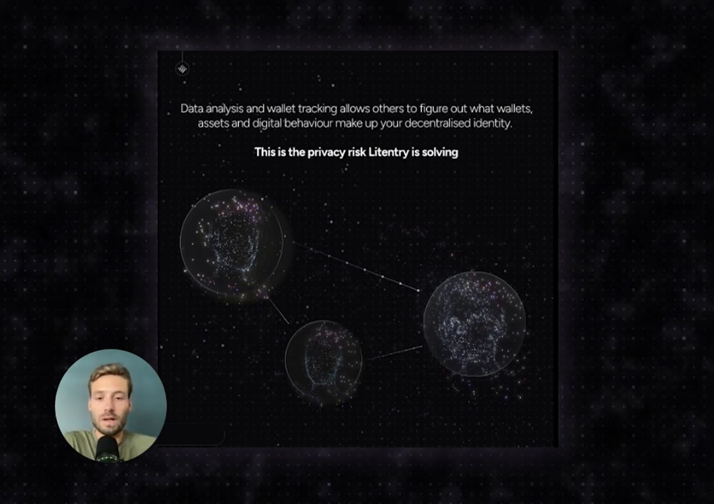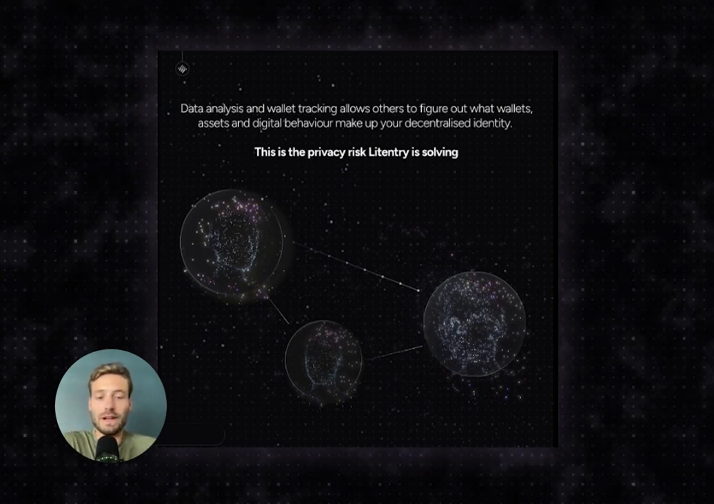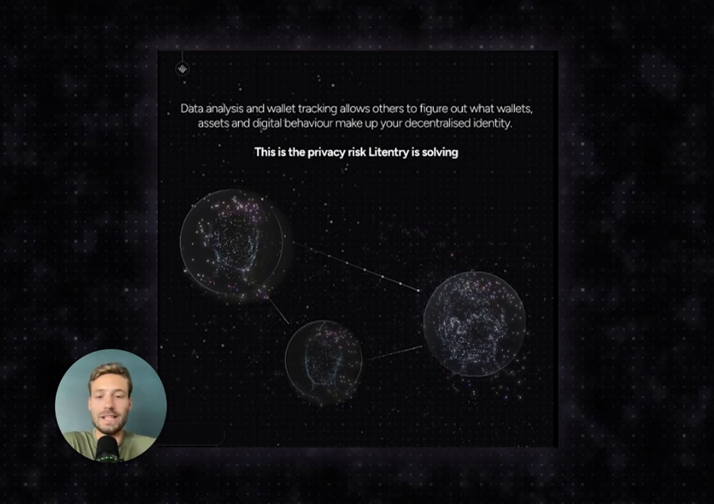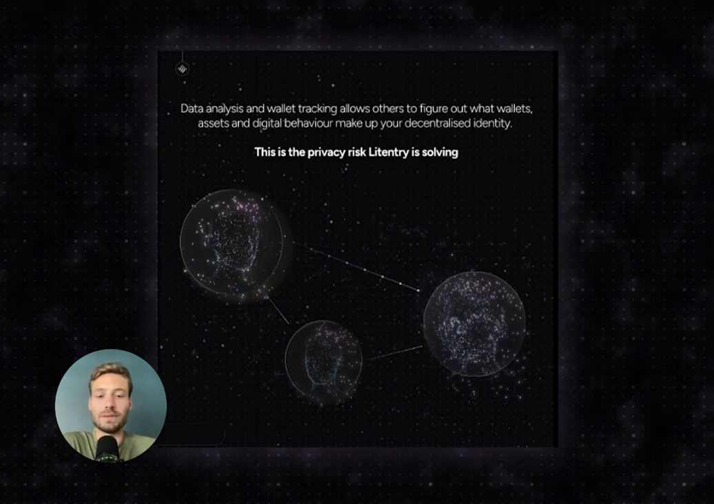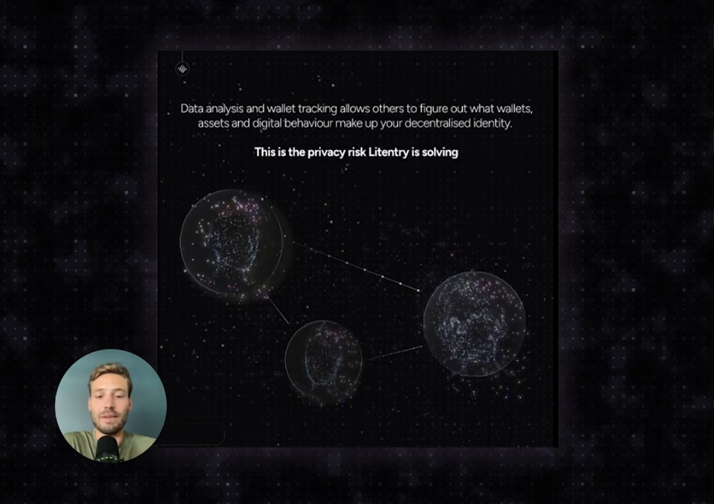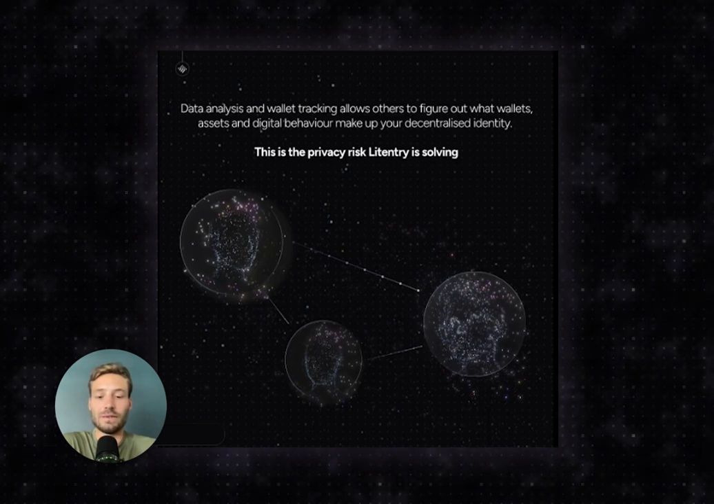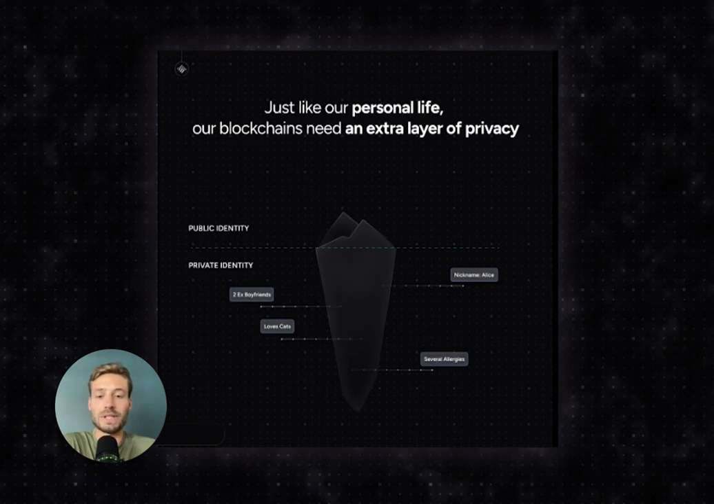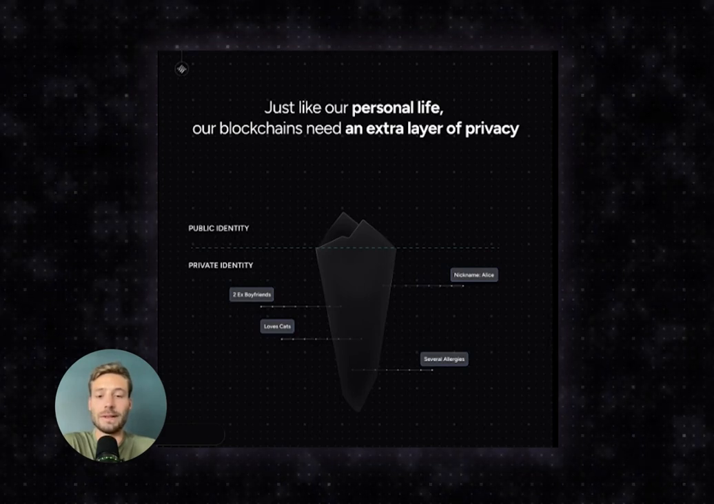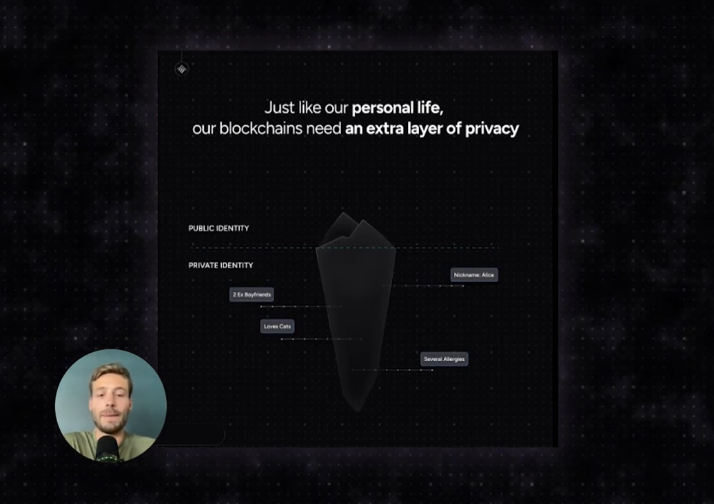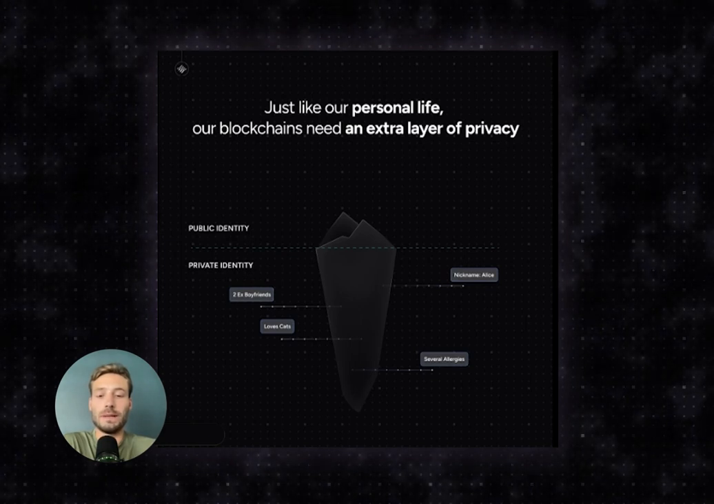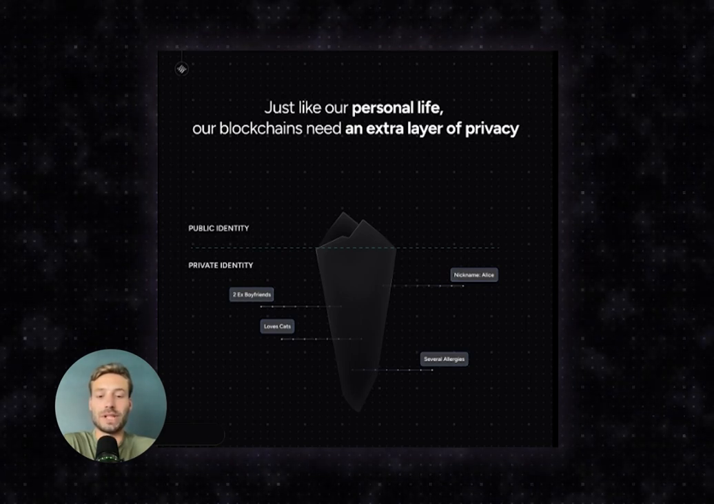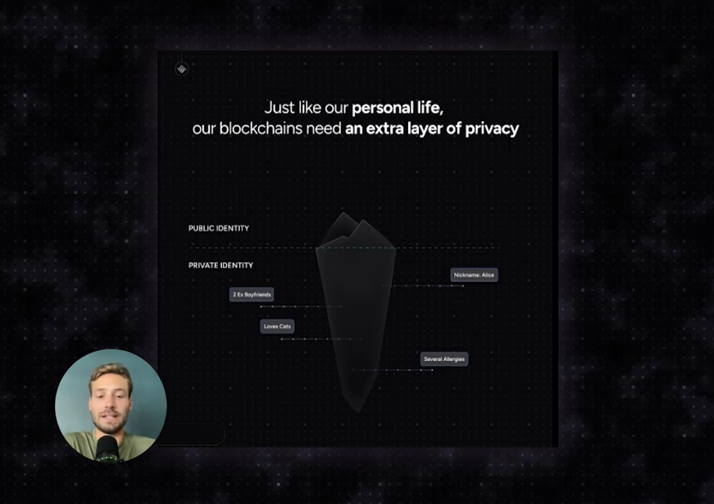Data analysis and wallet tracking allows others to figure out what wallets, assets, and digital behavior make up your decentralized identity. And this is the privacy risk Litentry is solving. Just like our personal life, our blockchains need this extra layer of privacy, where you can make a clear distinction between the public identity that you're comfortable sharing and the private identity that is yours.